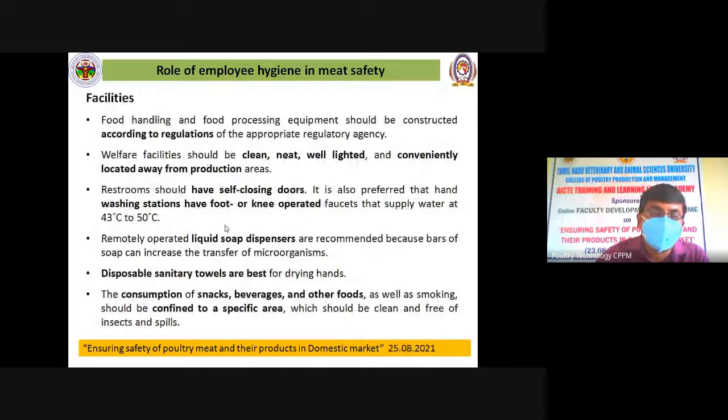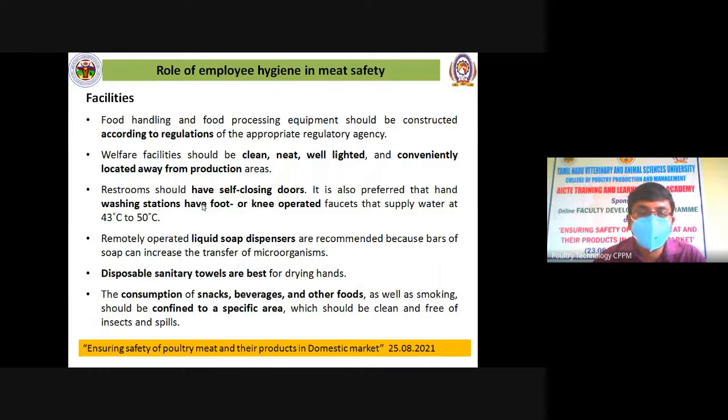And facilities. Food handling and processing equipment should be constructed according to the regulations of the appropriate regulatory agencies. So the food handling and processing equipment should be constructed according to the regulations given by the regulatory agencies. FSSAI has given regulations for food handling and food processing equipment, which should be followed in construction.